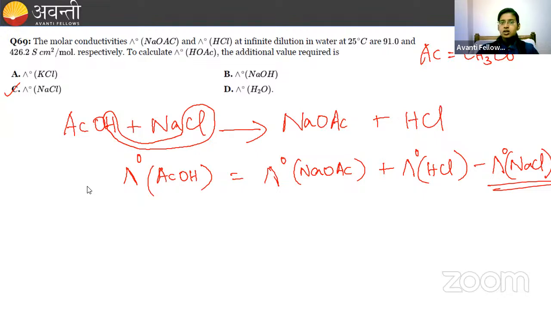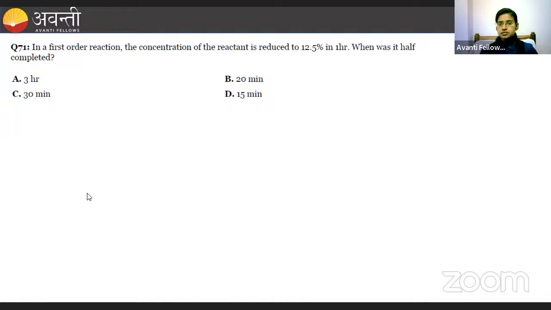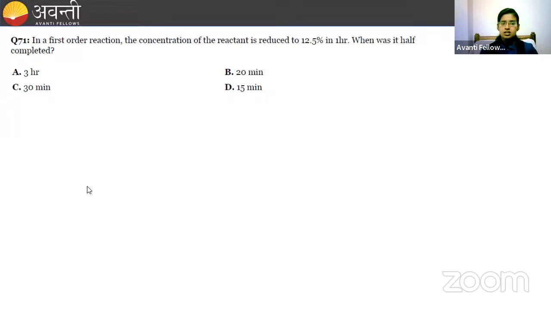Now moving on to question number 71. In a first order reaction, the concentration of the reactant is reduced to 12.5% in 1 hour. When was it half completed? So in the question itself, they are saying that it is a first order reaction. So what I need to do to convert the 100% of the reactant to 12.5%, I need to find out the number of steps it is taking, the number of half-lives.